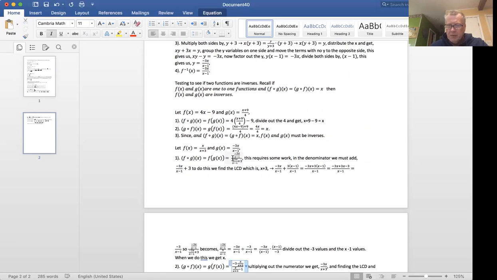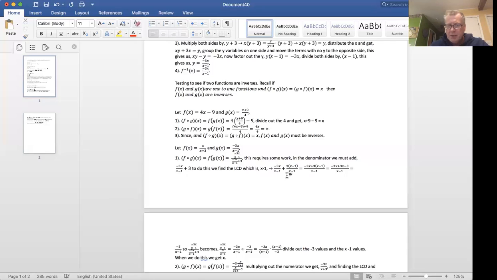Okay, so the first thing I know is there's not much to do in the top. There's no adding or subtracting in the numerators I have to do. There's no separate fractions in the top. In the bottom though there is. We have a minus 3x over x minus 1 plus 3. So I'm going to have to add that minus 3x over x minus 1 plus 3 together. To do that, I need to find a common denominator. And the common denominator would be x minus 1.